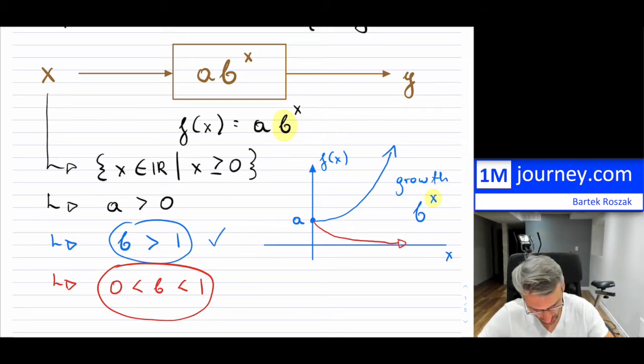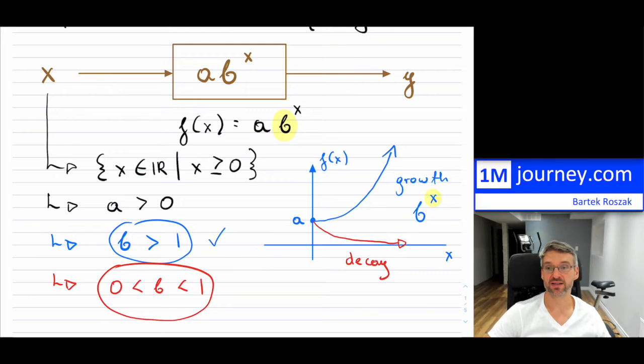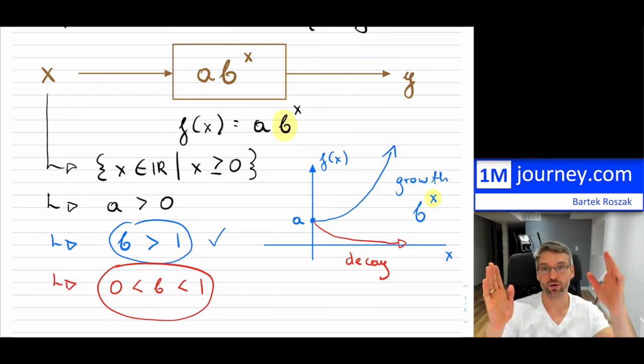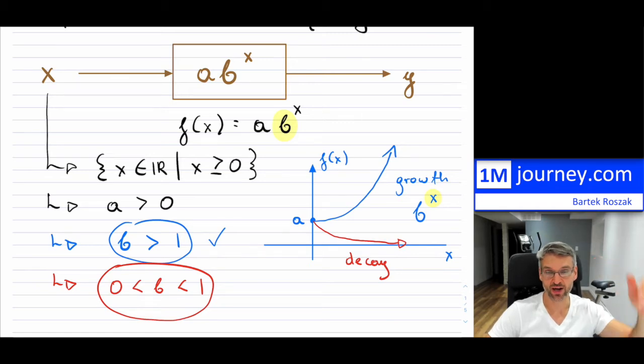And this is called decay. So it is decaying towards 0. And that is because our b is stuck between 0 and 1. And no matter what x is, as it carries on, it's going to start to decay. And we gave some examples of these.